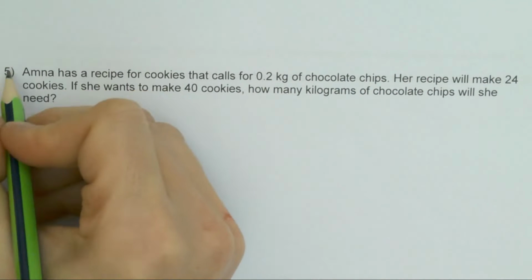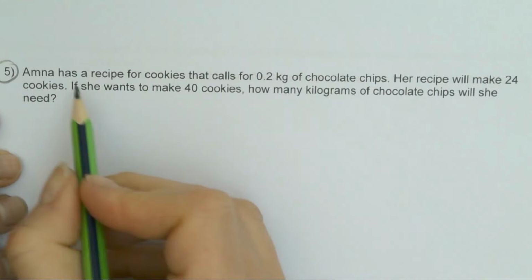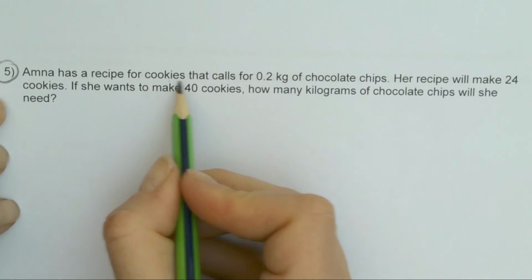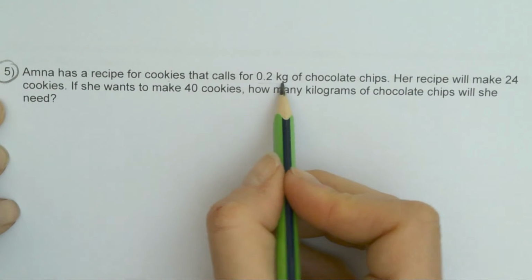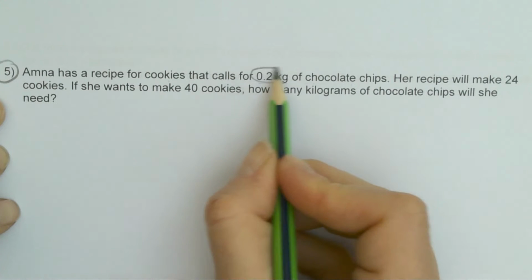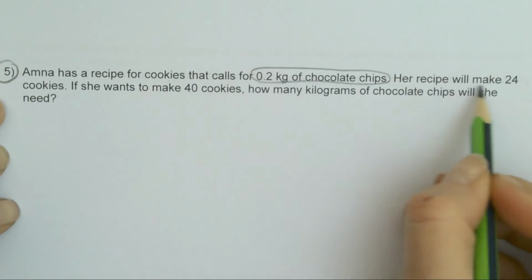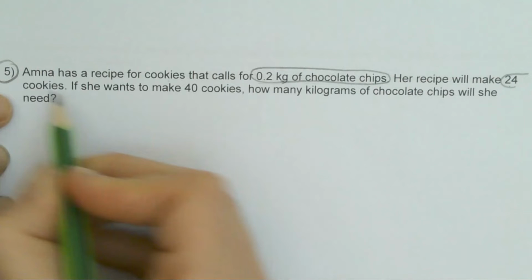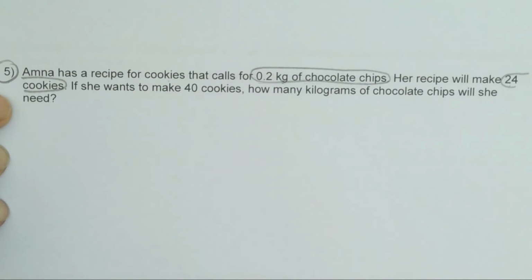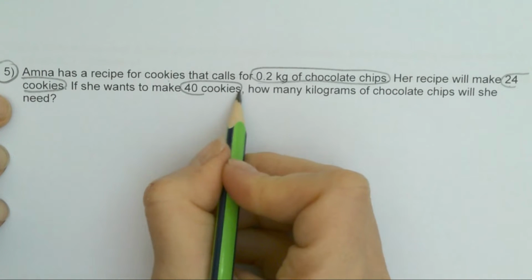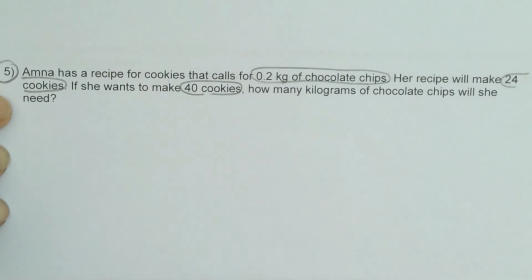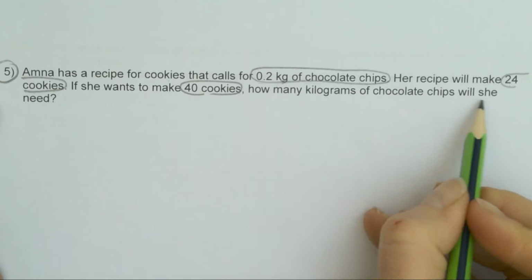Okay, 5. So Amna has a recipe for cookies that calls for 0.2 kilograms of chocolate chips. Her recipe will make 24 cookies, but she wants 40 cookies. She wants to make 40 cookies. How many kilograms of chocolate chips will she need?